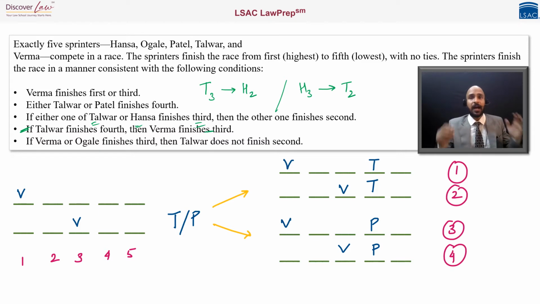You see, as you look at more rules, the number of possibilities reduces. And I want you to understand this is how conditions work. What is a condition? A condition means that you cannot have all the possibilities.